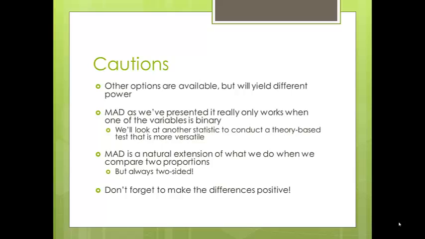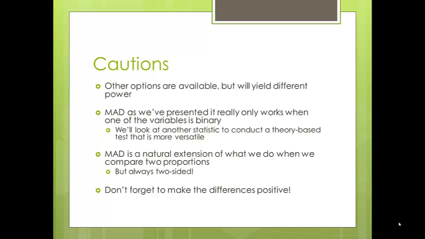The MAD statistic, as we presented it to you, really only works when one of the variables is binary. That is, one of them has two categories. You can look at extensions that go to multiple categories. We're not really going to show you that here because there is another statistic called the chi-squared statistic, which is used to conduct theory-based tests. That's a more versatile statistic. We'll talk more about that in other Learning Goal videos.